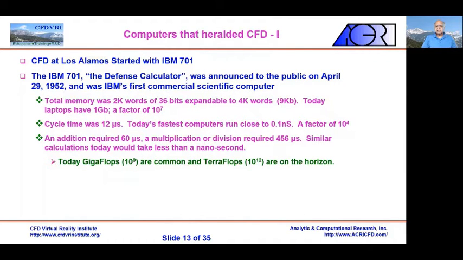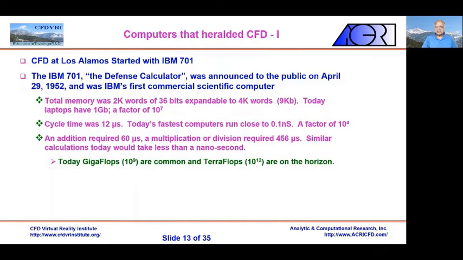So the computer that heralded CFD at Los Alamos was the 701. It was called a defense calculator and was announced to the public on April 29, 1952, and was IBM's first commercial scientific computer. Just to give you an idea for those young people today, the total memory of this system was 2,000 words of 36 bits. So that comes to approximately 9 kilobytes when expanded to 4,000 words.